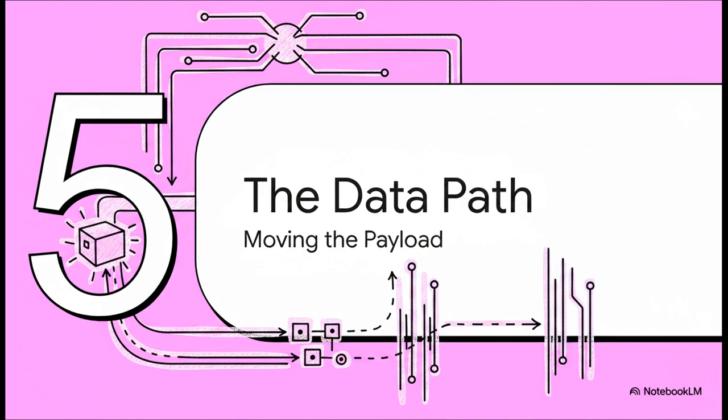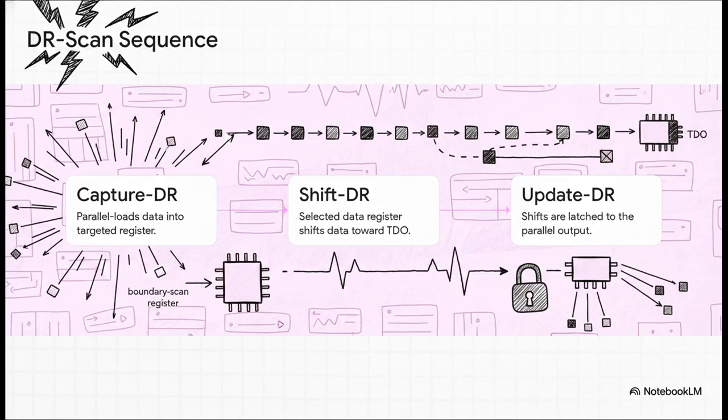Section 5, navigating the data path. Now that our instruction is locked in, we return to the top of our switchyard and route our operator down the left side. Take a look at these steps: capture DR, shift DR, update DR. Sound familiar? It is perfectly identical to the instruction path, but instead of shifting opcodes into the instruction register, we are now capturing and shifting the actual test data payload.